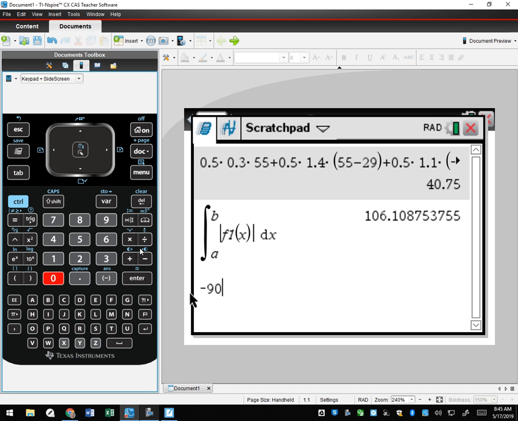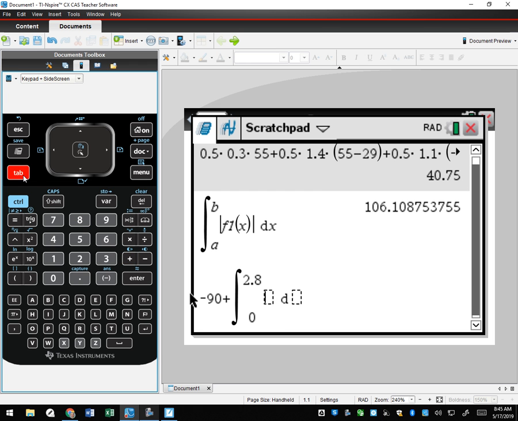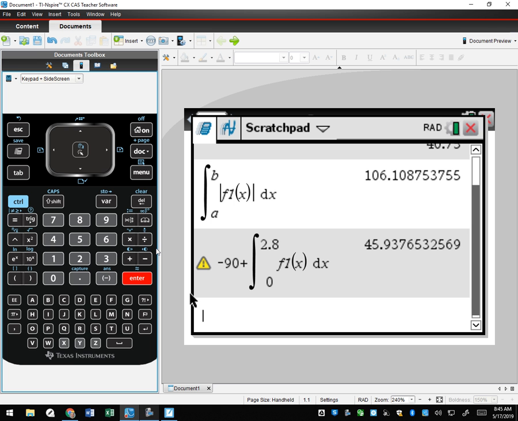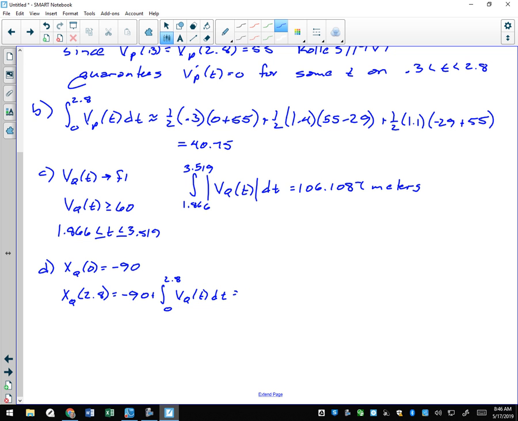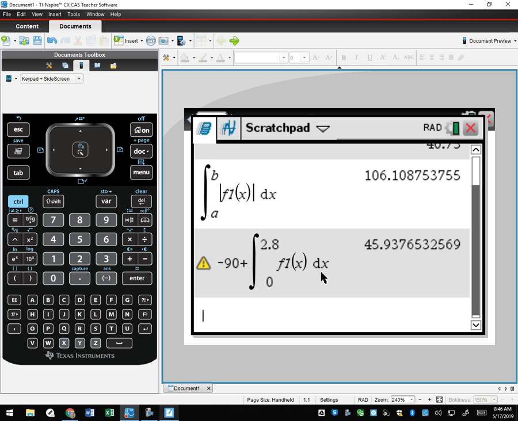Negative 90 plus the integral from 0 to 2.8 of f1 of x dx, control enter. And I get 45.9376. I did get a little exclamation point there. I want to see what that's about. Result obtained using approximate arithmetic. Okay, so it uses some kind of area approximation technique because this antiderivative is not one that can be done easily. So it probably used something like a Riemann sum with 2 billion subintervals.